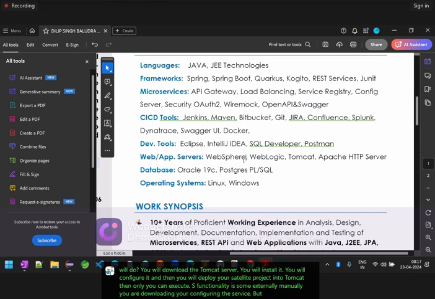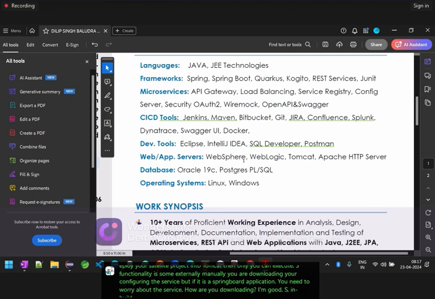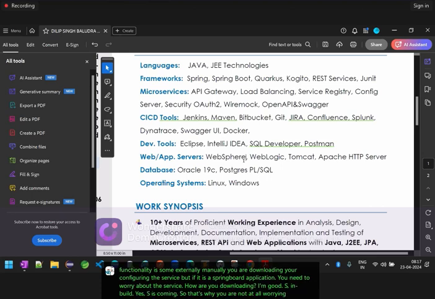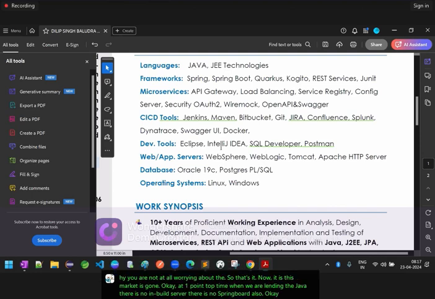But if it is a Spring Boot application, you don't need to worry about the servers. Are you downloading Tomcat servers, any servers? No. An inbuilt server is coming. So that's why you are not at all worrying about the servers. So that's why nowadays this market is gone. At one point of time when we were learning Java, there was no inbuilt server, there was no Spring Boot also. So that's why we used to learn all this.